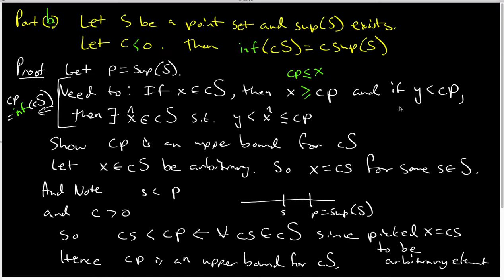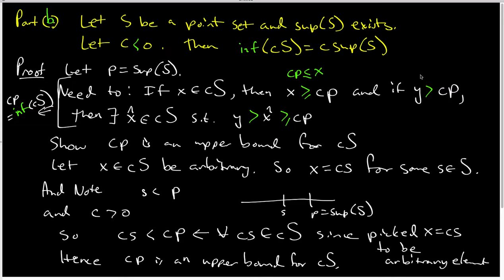And then for the second part, I need to show that if I have any other lower bound, it's going to be smaller than this lower bound. And the way I'm going to do that is I'm going to say that if I take somebody that is just a little bit bigger than the thing that I'm hoping to be the inf, then I can find somebody that lies between that thing that is too big for the inf and CP. So those inequalities also all get swapped.